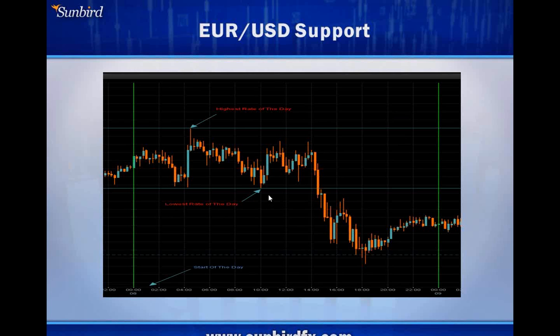All right. Here what happened, again, exactly as I expected. It broke my support and it went down. And what happened? I made a decent amount of profit. Whether I opened 10 lots, I could have made easily $2,000 at once in one day.